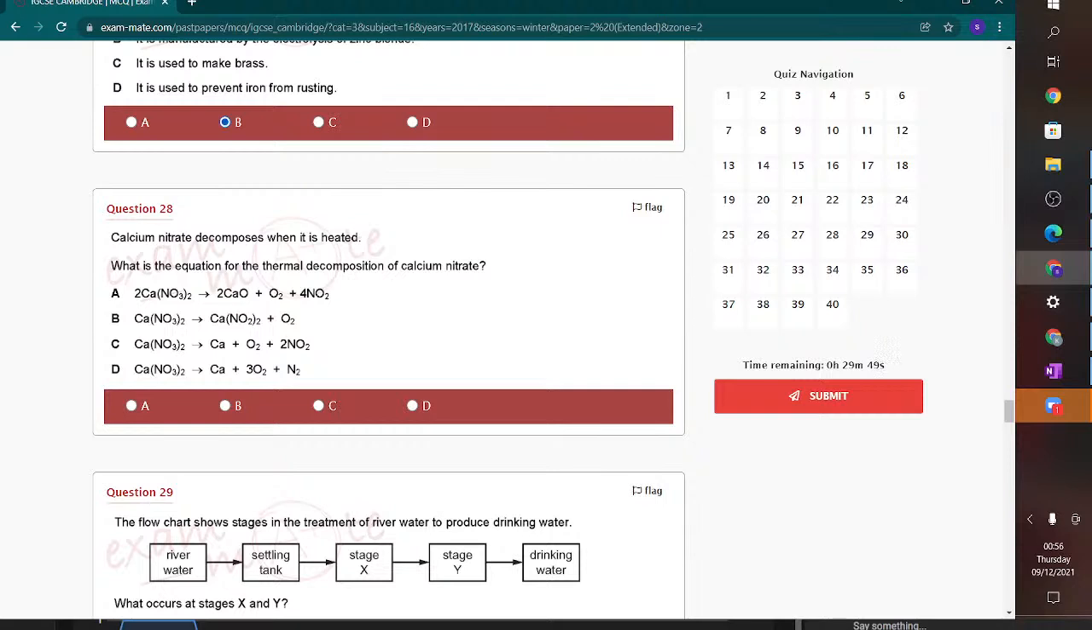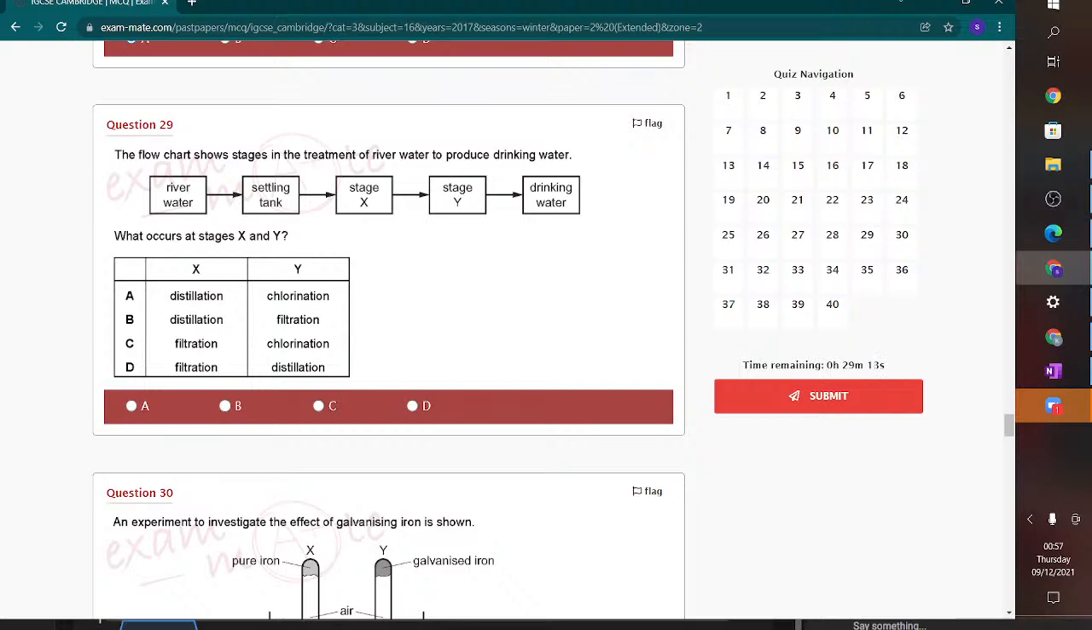Calcium nitrate decomposes when it is heated. What is the equation for the thermal decomposition of calcium nitrate? Okay, C and D are definitely incorrect. The options are A and B, and I think it's A. Calcium is not a very strong element, so it does not form very strong compounds and can be decomposed easily. Yeah, I think the answer is A.